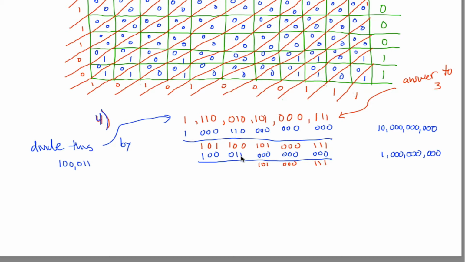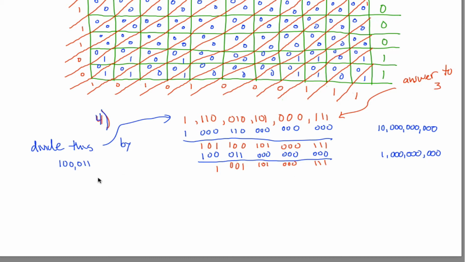0 minus 1, I can't do it. I have to borrow. Nothing here to borrow from, so I borrow from this. That changes this into a 2, which I borrow from, makes it a 1, makes this a 2. So this is a 1, this is a 0, this is a 0. And then here, 1 minus 0, those go away, those go away. I have this number right here.